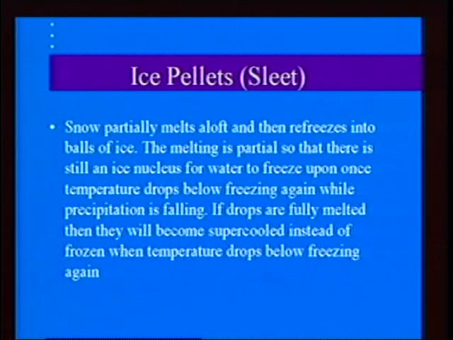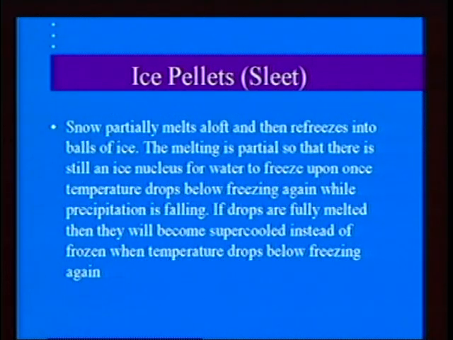And here's how a sleet or an ice pellet develops. The snow partially melts aloft and then refreezes into balls of ice. The melting is partial, and it's very important that the melting is only partial, not complete melting, so that there is still an ice nucleus for water to freeze upon once temperatures drop below freezing again while the precipitation is falling.